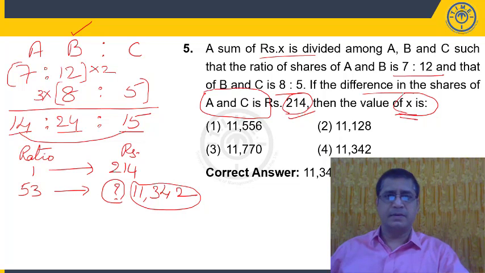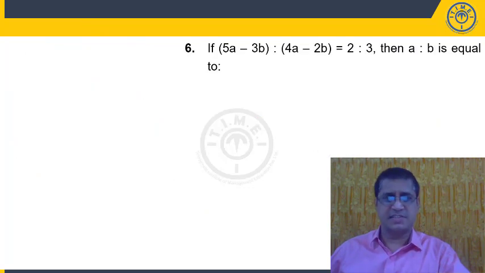Okay. Done? So we need to find the value of X by using the ratio of A and B as well as B and C. So first of all, we need to find the combined ratio of A, B and C. Right? Yes, my dear students, now look at the next example on your screen, question number 6.